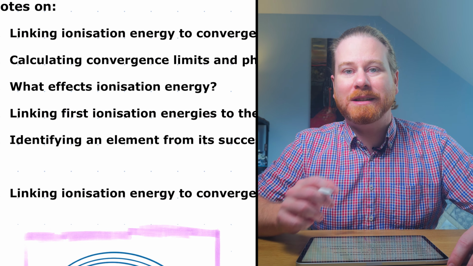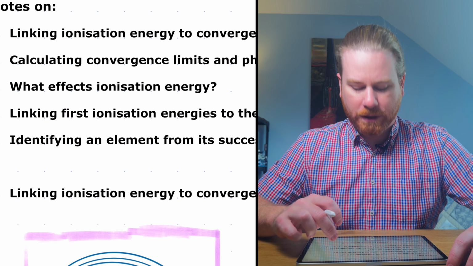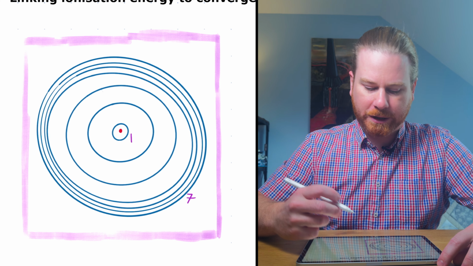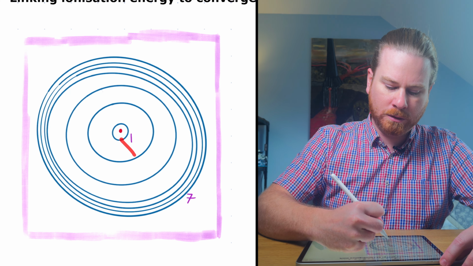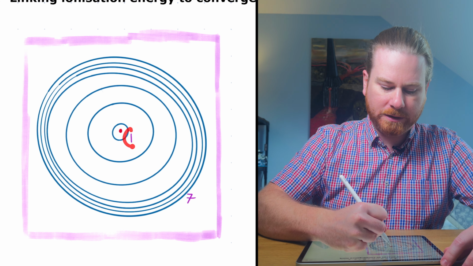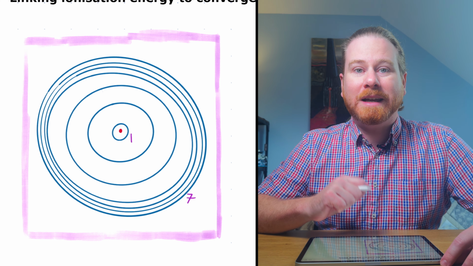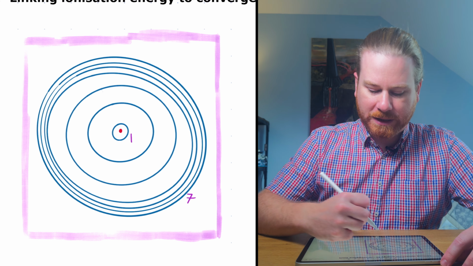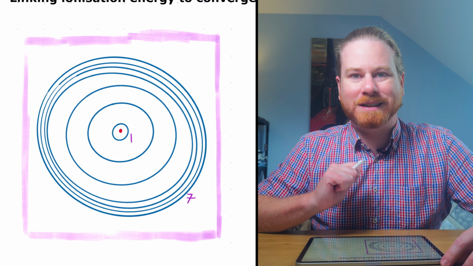During the SL content, we have seen that the shells get closer together as they get further away from the nucleus. So we can see these shells here are a lot closer compared to here. This is n equals 1 all the way up to n equals 7. As they're getting closer together, this means they are converging. Converging is just a fancy way of saying they're getting closer together.